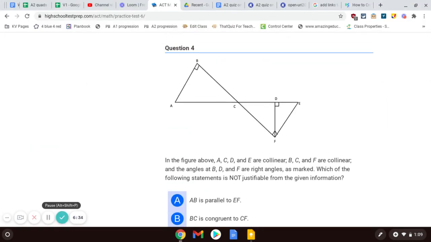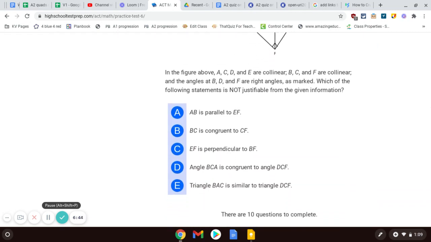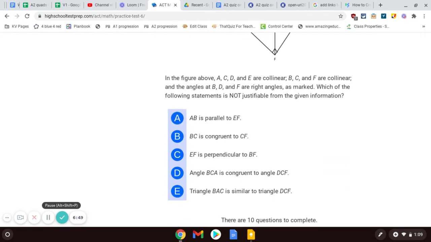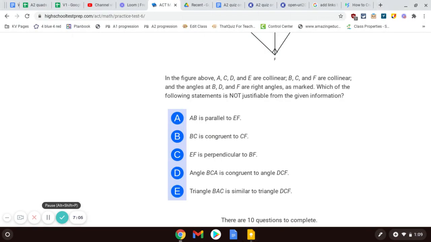Okay, so in question 4, they give you this diagram and a bunch of information. Make sure you read that first. But the question is, which of the following statements is not justifiable from the given information or from the diagram? So I look for the easiest ones first. Option D, BCA and DCF. Those are definitely congruent to each other because of vertical angles. So D is out. I know that that's justifiable.